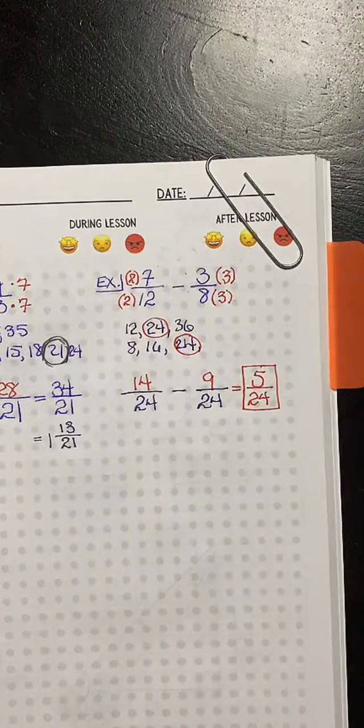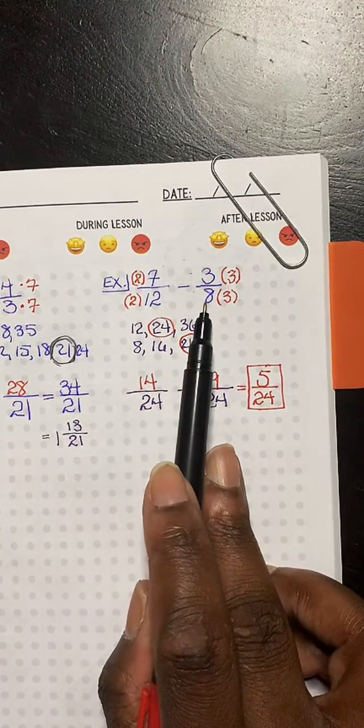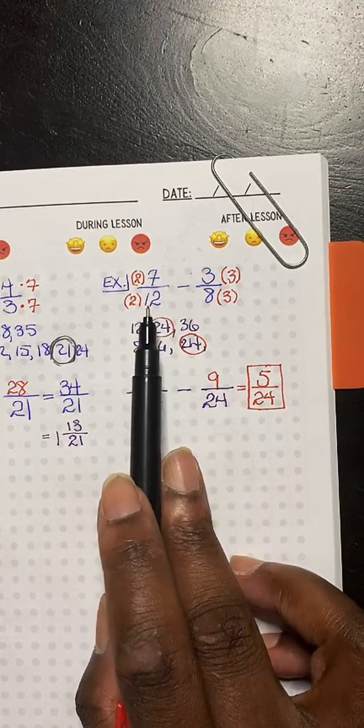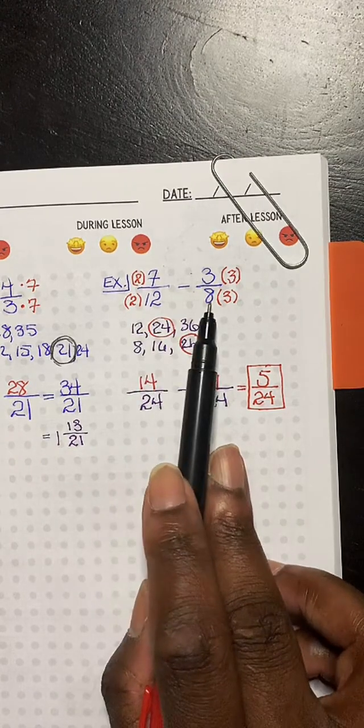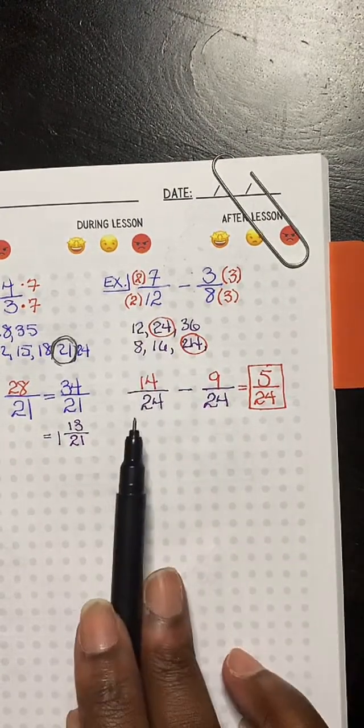All right. Why not do 16 for the denominator? Well, we're looking at 12 and 8. 16 is not a multiple of 12. It works for the 8, but not for the 12. Okay.